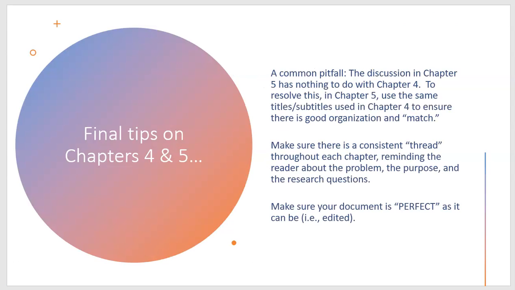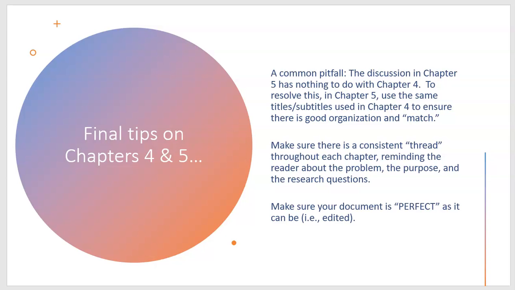Here's a final tip on chapters 4 and 5. Common pitfall is that discussion in chapter 5 has nothing to do with chapter 4. No, they're actually linked. A lot of students treat them as separate, and how do you write one with the other? My tip that I tell students is you write them at the same time, because as you're writing your findings, you're thinking about the implication of those findings. So again, if you want to correspond some titles and ideas together, please do so.